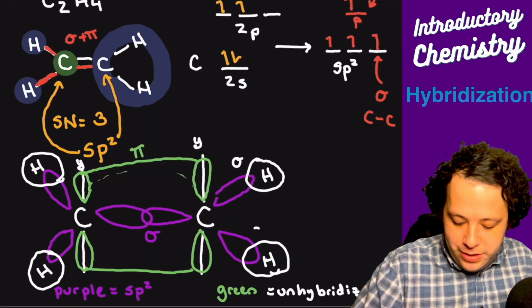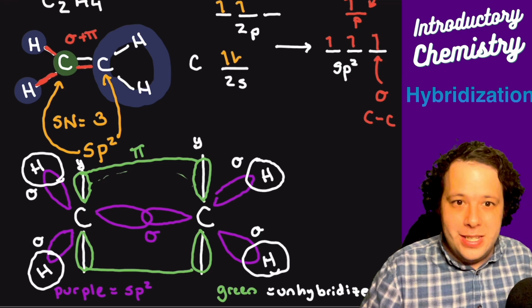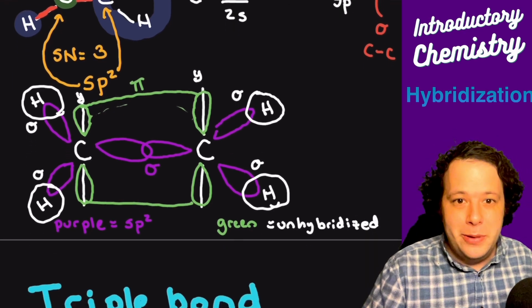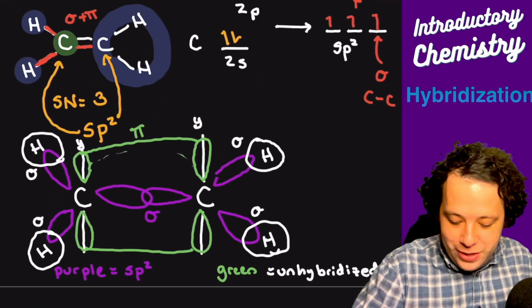So you've got a sigma, sigma, sigma for all the hydrogens, and then you have that sigma and pi in the middle for the double. All right, so how would you describe the bonds though? That's kind of the tricky part.